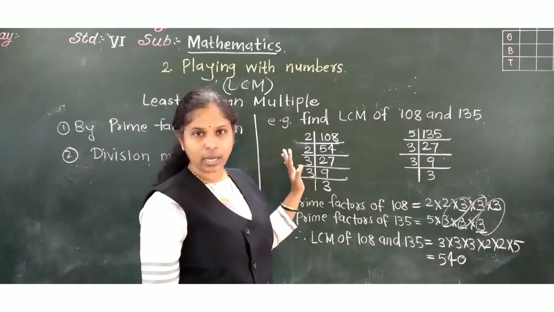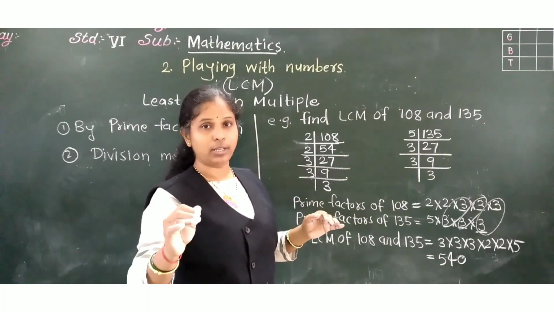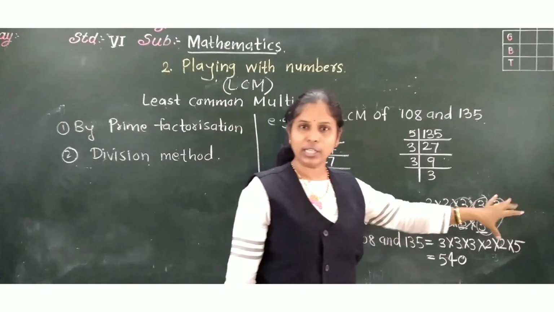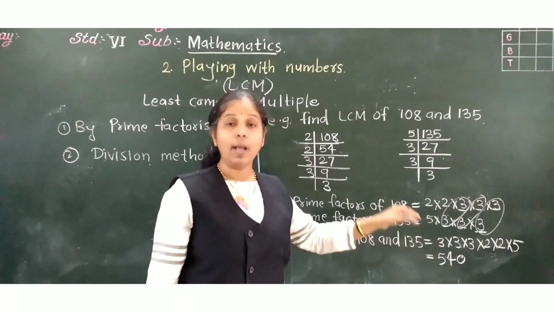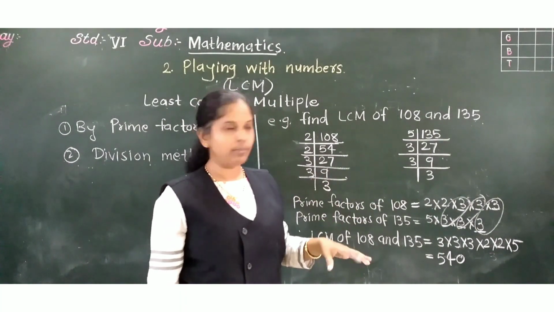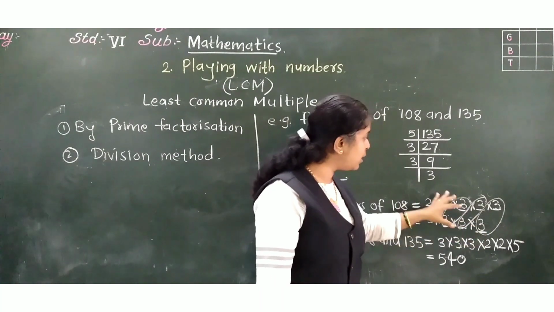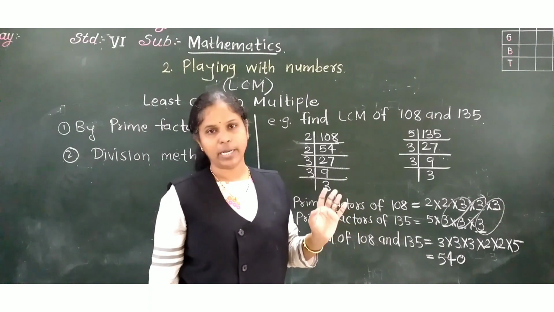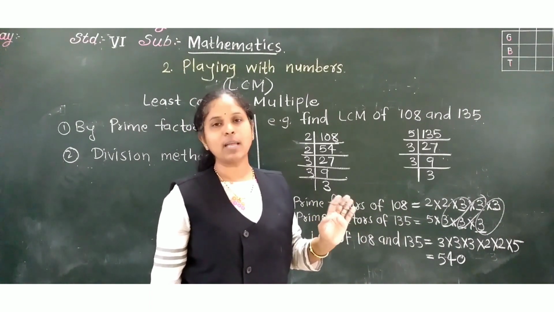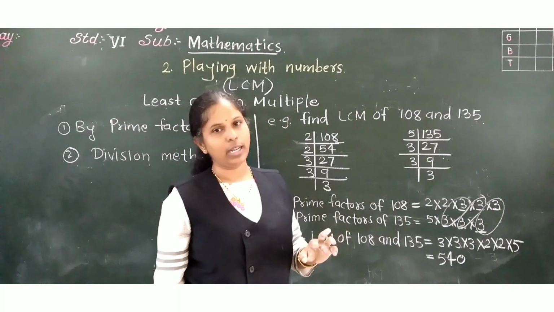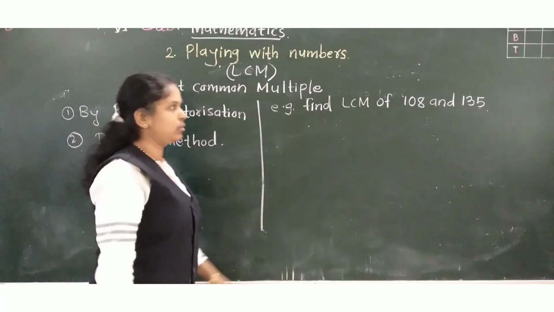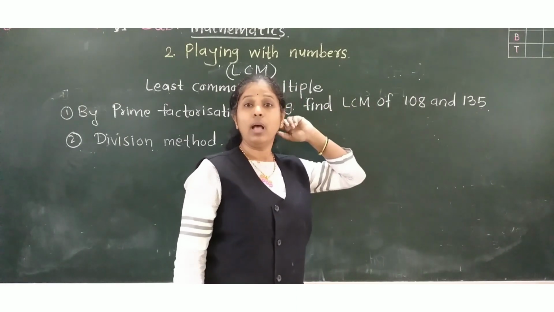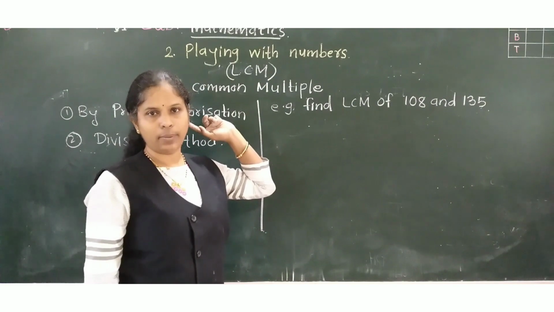is same. Okay? Only where it differs from each other is here. While finding HCF, only common factors we take and we multiply them. But while finding LCM, along with the common factors, remaining uncommon factors also we have to take and multiply. Followed? So this is the basic difference in HCF and LCM. We learned how to find out LCM of 108 and 135 by prime factorization method.